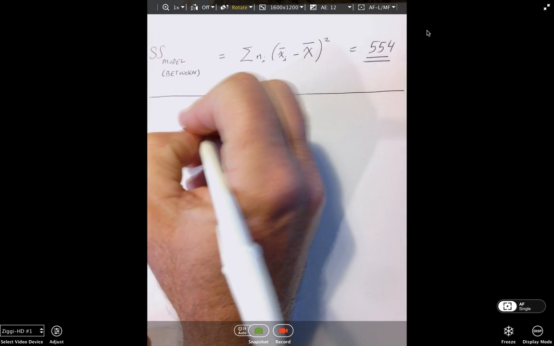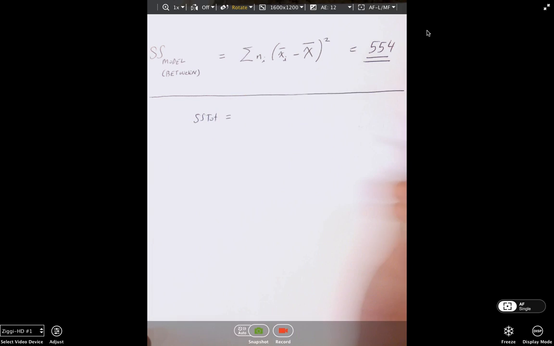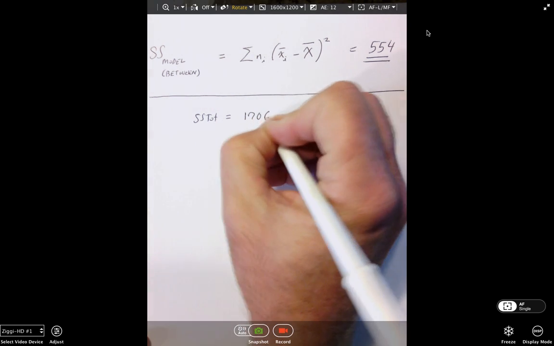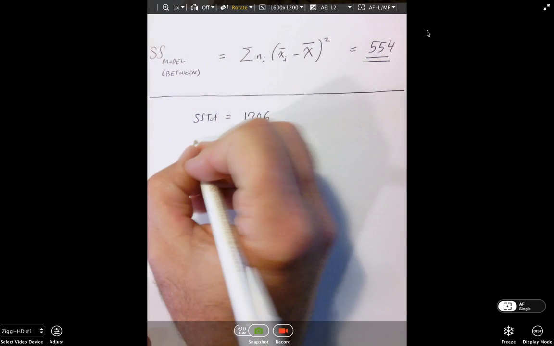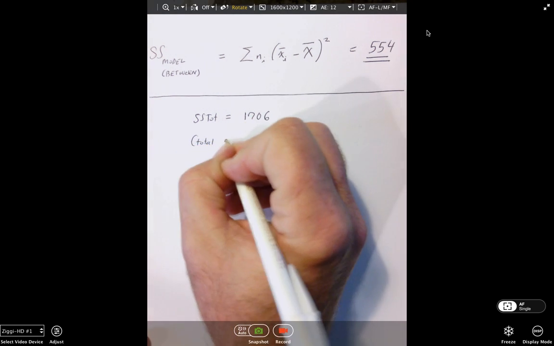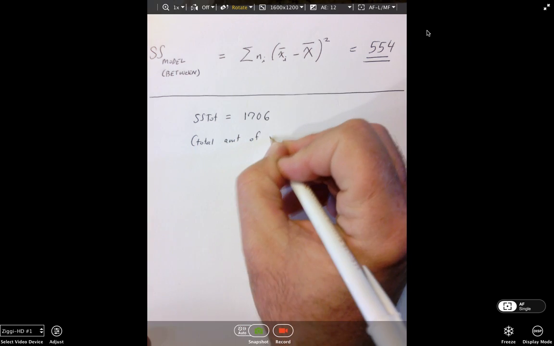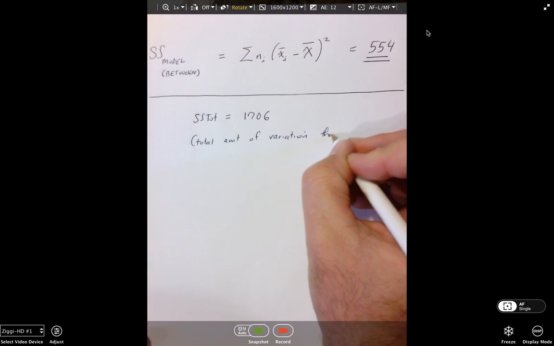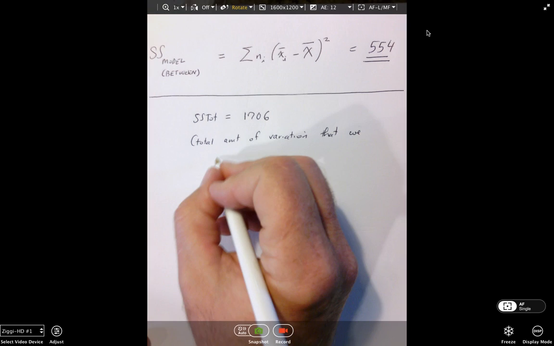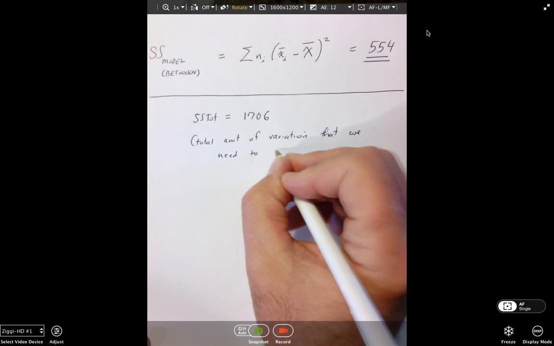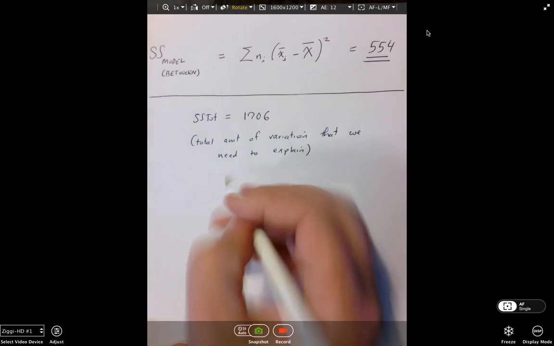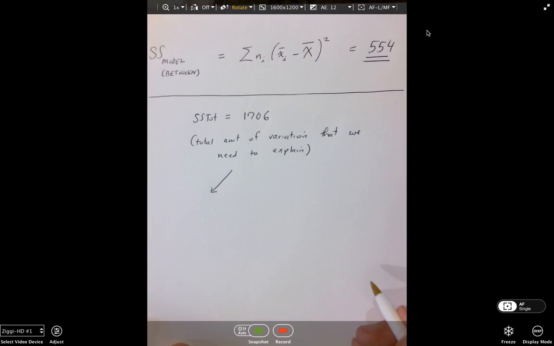We know that the sum of squares total was, let's see, okay, there it is, 1706. And this is the total amount of variation that we need to explain. This is what we currently know.